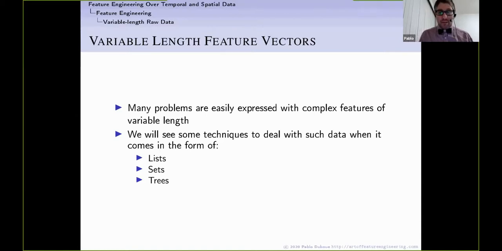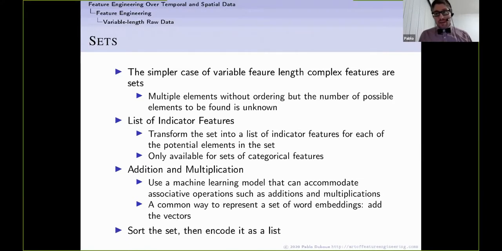So I will discuss very briefly some techniques to encode lists, sets, and trees. Sets are the simpler case, yes. You have multiple elements without ordering, but you know beforehand which are those elements. So then one way you can represent this is by using a list of indicator features. You transform this set into, let's say you can have 10 elements, 10 indicator features that say whether that particular element is in the set or not.